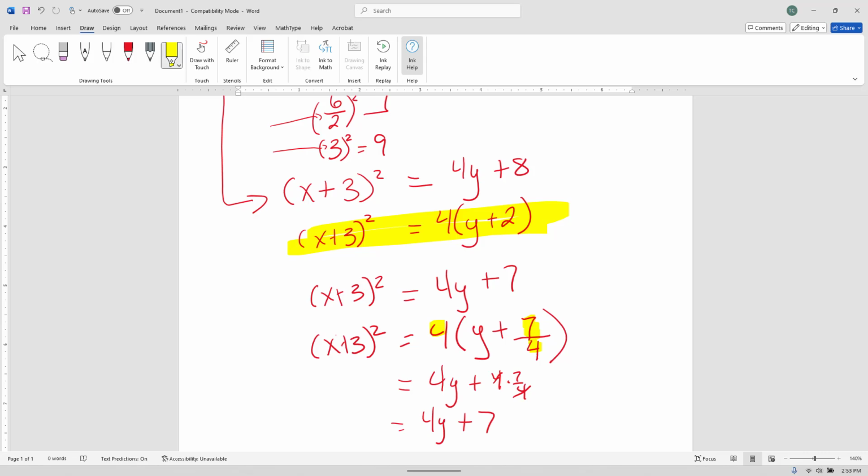So this would be my answer if it was 4y plus 7, and I'd be able to take that as the 4p or 4a or whatever you want to call it. And now I can see my vertex, right? The -3, -7/4 as a vertex for this parabola, versus up here, where my vertex was -3, -2, right? And then my p or my a was 1, right? But that's how you complete the square.